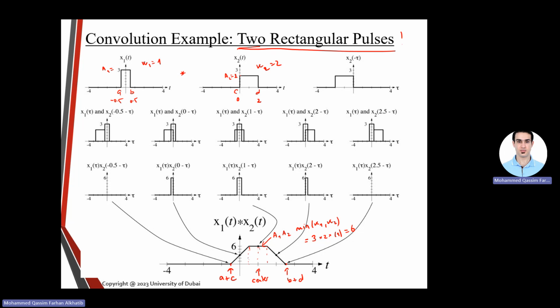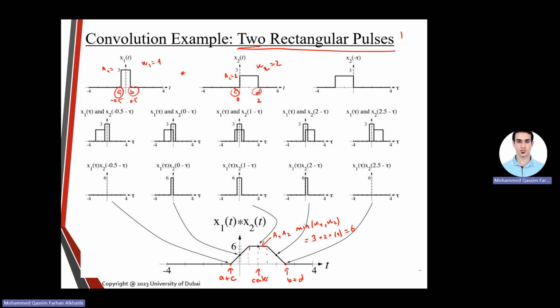So let's assume two signals here, x1 and x2. X1 has a certain width, W1, a start point A, and an ending point B, with a certain amplitude, uppercase A1. Similar thing here, we have another rectangle with other variables: another width, another start and end point. The result of the convolution spans between the summation A and C and the summation B and D.